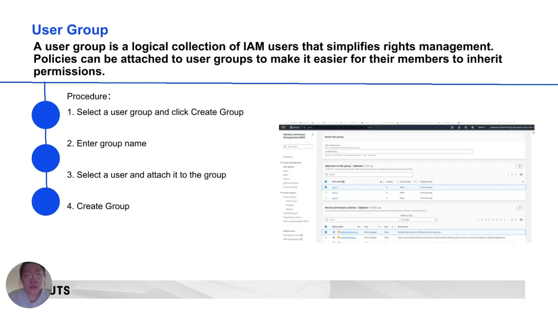And the next part is user group. A user group is a logical collection of IAM users that simplifies rights management. A policy can be attached to a user group to make it easier for its members to inherit permissions. A user group made our rights management more efficient. So we attached policies to those groups to ensure that members get the right permissions. And I selected User Groups and clicked Create Group, entered the group name, selected the specific users and attached them to the group, and created the group.